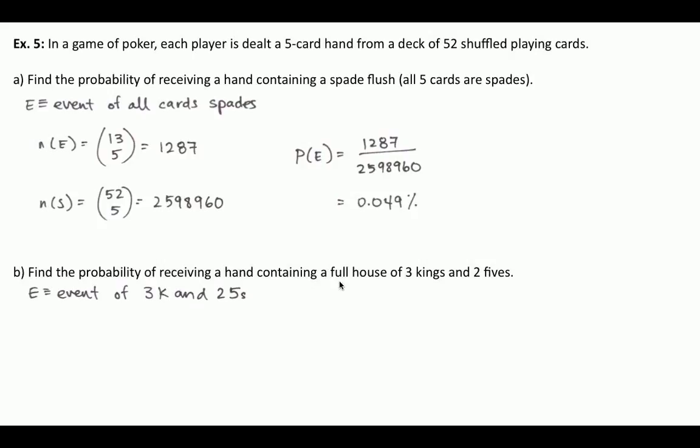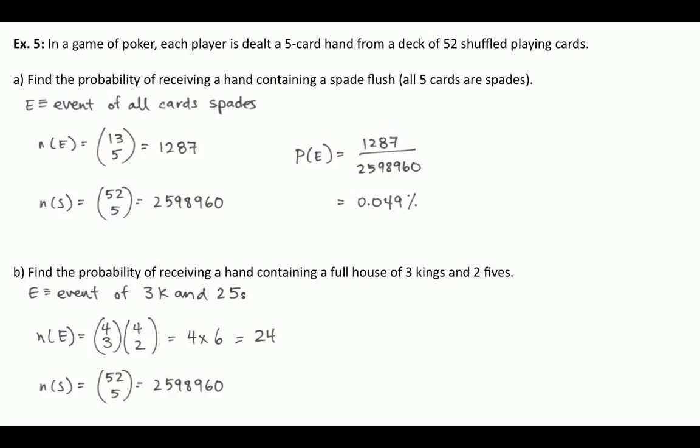We want to separate the deck out into piles. There's going to be a king pile, a 5 pile, and then the pile that's neither kings nor 5s, of which we're choosing none, so we don't actually have to write that pile down. There are 4 kings and 4 5s. We're choosing 3 of the 4 kings and 2 of the 4 5s, and we're choosing both, so we multiply, and we get 24 different ways to have exactly 3 kings and 2 5s.